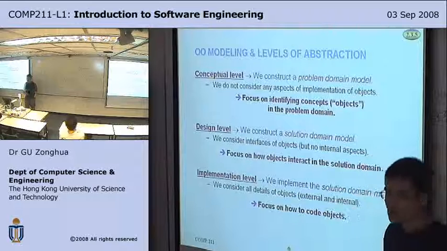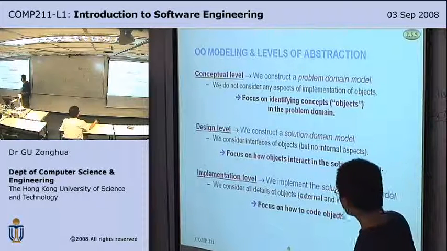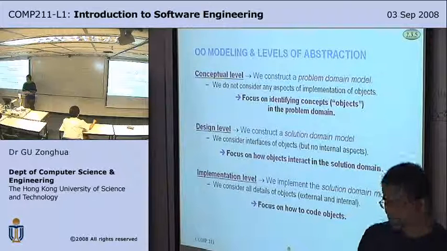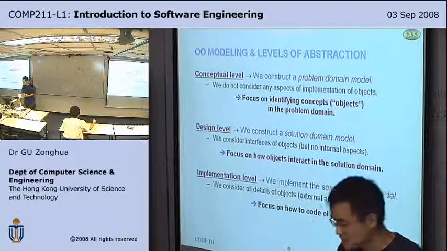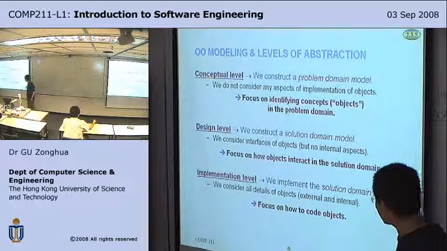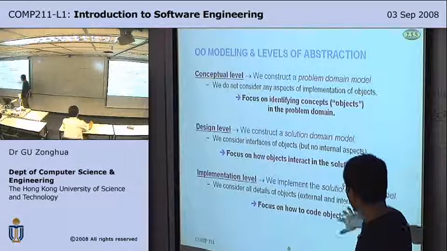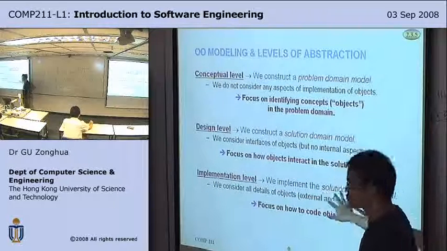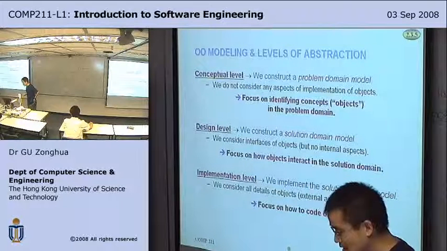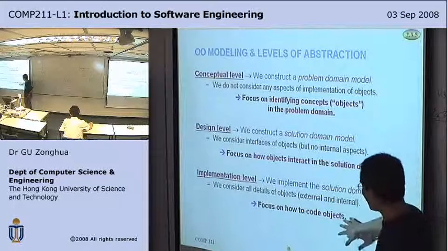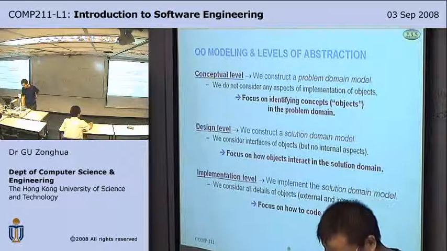At the implementation level, you actually write C++ or Java code, or you can use some automatic code generators to help you generate partial code from your design models, and then you fill in the details. In this stage, you consider all details of objects, external and internal. External refers to the interface, internal refers to the implementation, because you need to compile it and run it. So here, the focus is on how to code objects, that is, actually implementing each interface method.